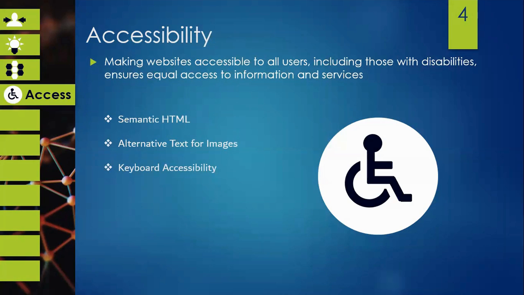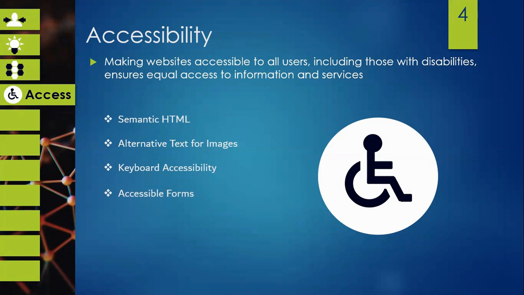Keyboard accessibility. I never thought about that. Ensure that all interactive elements, including links, buttons, or fields, are accessible via keyboard navigation. Use the tab index attribute to define a logical tab order for keyboard users. Ensure that focus styles are clearly visible to indicate the currently focused element.